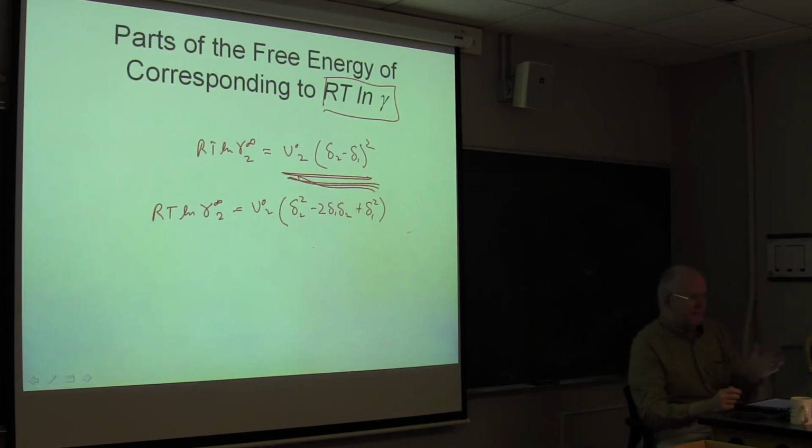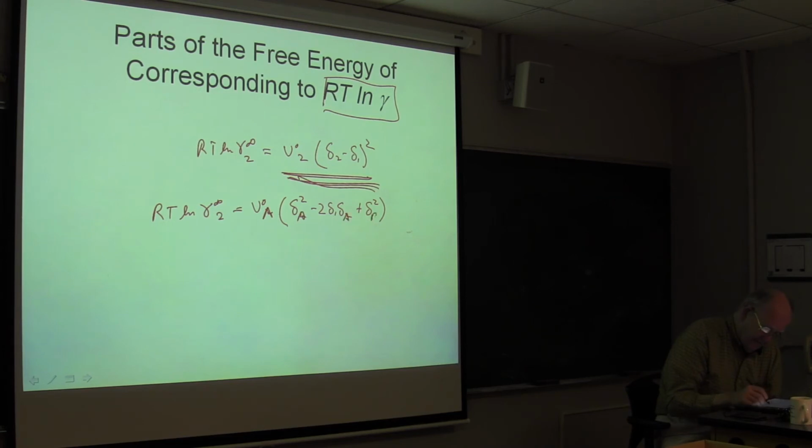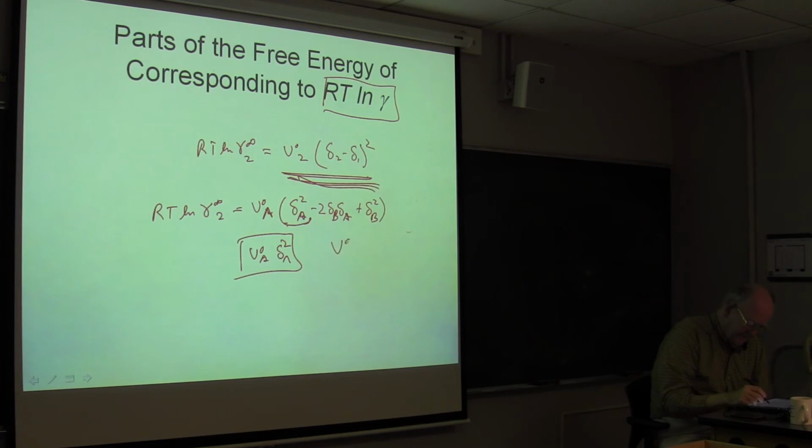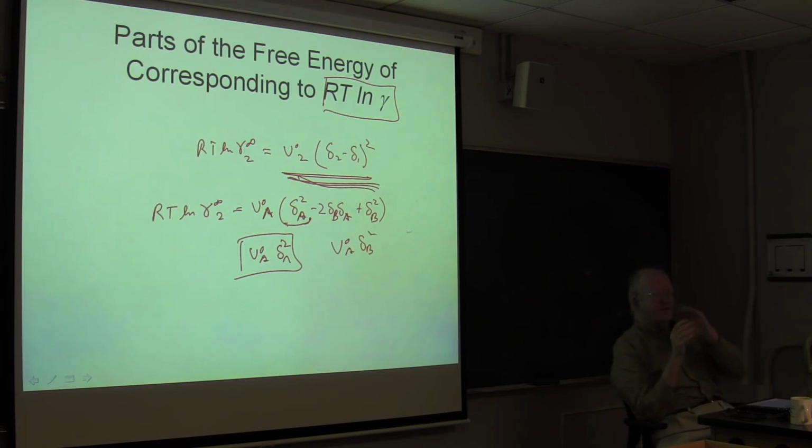Sorry, I'm getting my A's and B's mixed up, but I thought it was better to do A and B in the lattice thing than it was to do 1s and 2s. But this would be the A. That would be the B. So V naught A, delta A squared, that's the energy of getting the A out of the pure A into the gas phase. V naught A times delta B squared is the energy of creating the space in the B liquid to fit the A molecule. So that makes sense that that depends upon the size of the A.